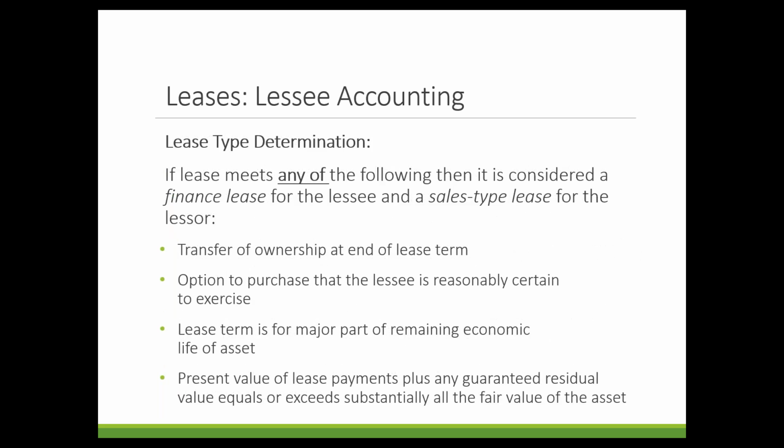And so how do you do that? Well, the way you determine it is, if a lease meets any of the following, then it is considered a finance lease for the lessee and a sales-type lease for the lessor. This includes a transfer of ownership at the end of the lease term, option to purchase that the lessee is reasonably certain to exercise, a lease term that is for the major part of the remaining economic life of the asset, and the guidance says that 75% is a reasonable threshold for that, or if the present value of lease payments plus any guaranteed residual value equals or exceeds substantially all the fair value of the asset. And the guidance says 90% is a good threshold for substantially all.